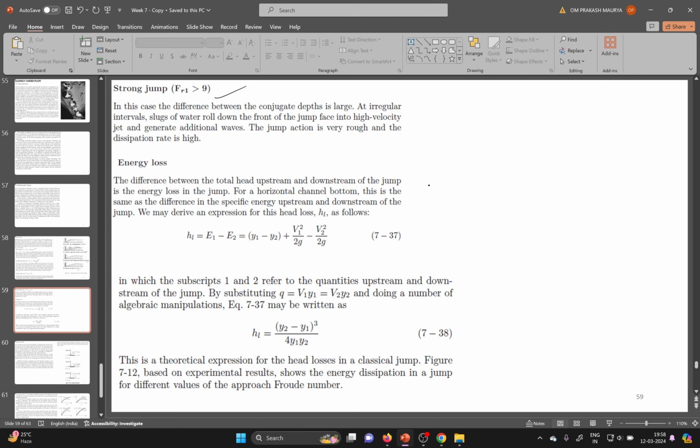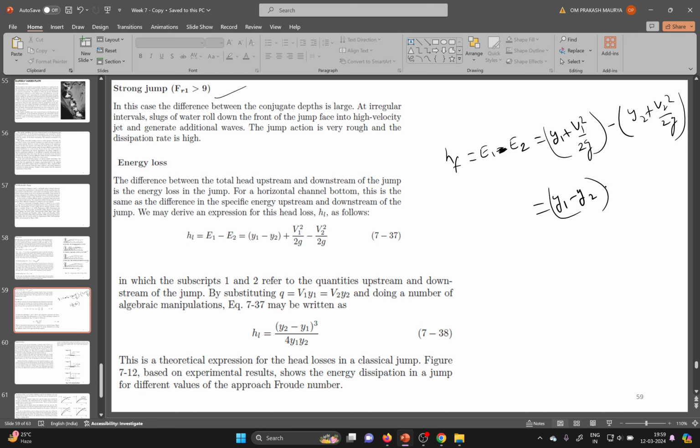Now moving ahead, the energy loss is very, very important. I discussed it previously. If you want to calculate between sections 1 and 2, the loss is E1 minus E2. How will you calculate this? Y1 plus V1 square by 2g minus Y2 plus V2 square by 2g. If you open the bracket, y1 minus y2 in one single bracket, and here plus v1 square by 2g minus v2 square by 2g.